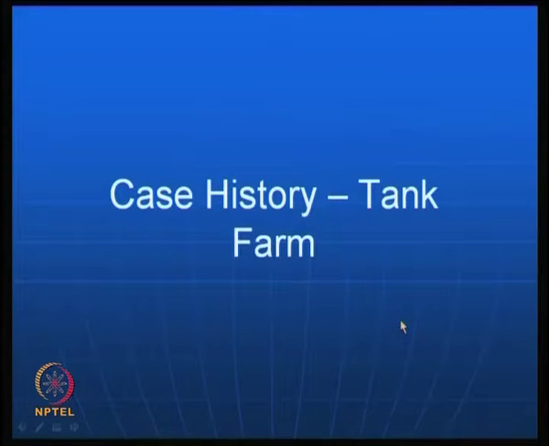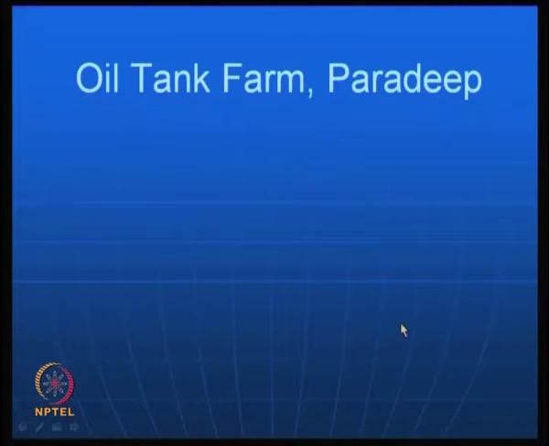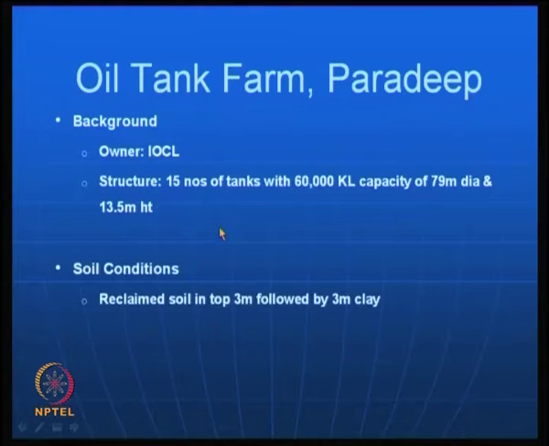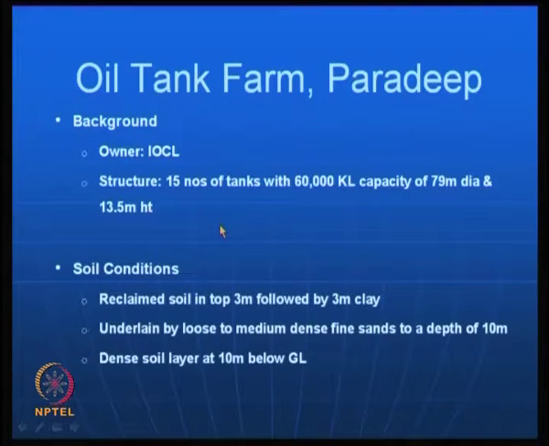We will now see some of the case studies they have provided to us. First, an oil tank farm in Paradip, for IOCL. It has 15 tanks with a capacity of 60,000 kiloliters each. You can see the height and all that. The soil conditions are reclaimed soil followed by 3 meters of clay, then loose to medium dense fine sands up to a depth of 10 meters, and then a dense soil layer at 10 meters below ground level.